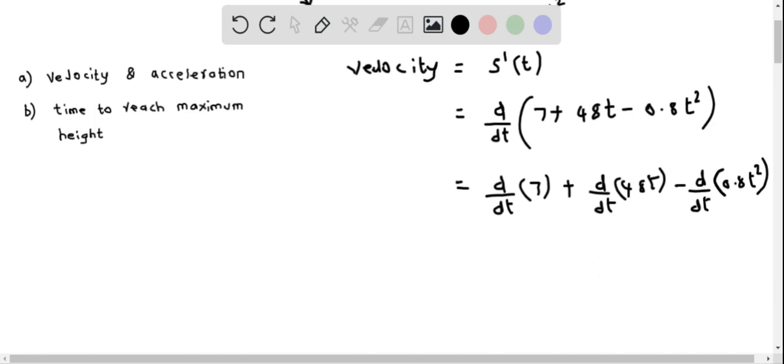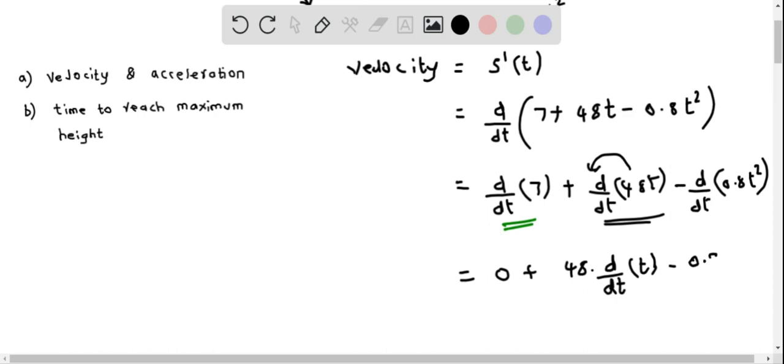The derivative of 7, which is a constant, is 0. So this becomes 0. We can put this as 0 plus derivative of 48t. When we find the derivative of 48t, we factor the constant 48 out of the derivative and find only the derivative of t. So therefore this becomes 48 times the derivative of t alone. And similarly, when we find the derivative of 0.8 t squared, we factor out the 0.8 and multiply with only the derivative of t squared. So we write like this.